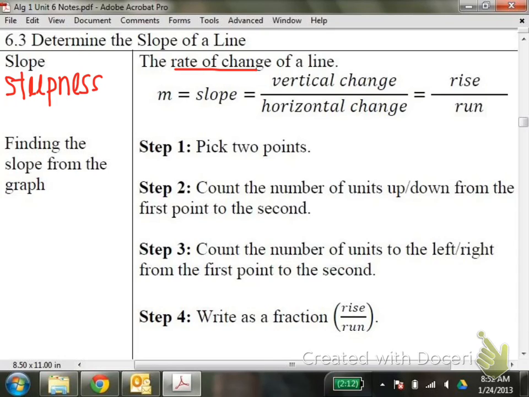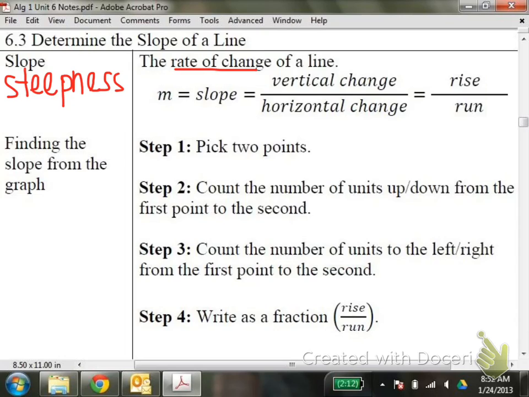I'm working on the handwriting thing. Okay, another word for slope is steepness. Steepness is another word for slope. There. Okay.